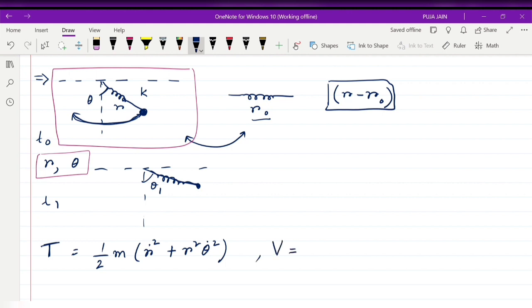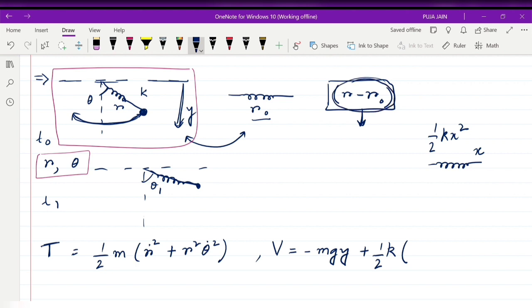Now potential energy, V. One part is due to gravity and another due to the spring. Taking this as the reference point, if this direction is y, our potential energy will be minus mgy plus, due to the spring, half k x², where k is the spring constant and x is the extension. Basically, half k x² is for a spring stretched by a distance x. So this is our x here, and we write half k (r − r naught)². Now y is what? Here y is r cos theta. Cos theta is base by hypotenuse, so y equals r cos theta.